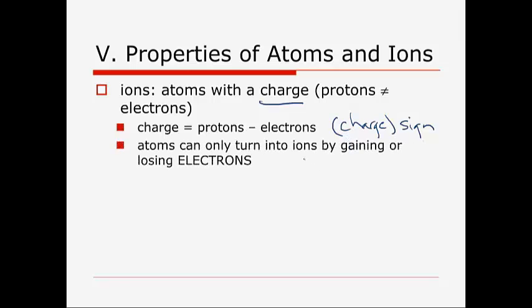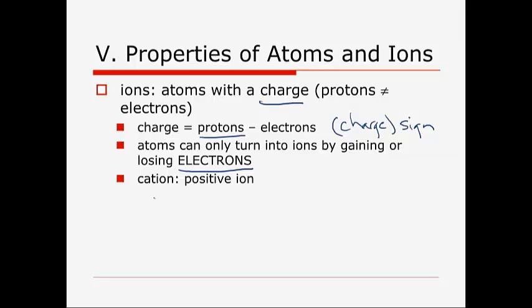Atoms can only turn into ions by gaining or losing electrons. Why can't you play with the number of protons? Well, if you change the number of protons, you just change the atom. It's now a different element. So the only way the atom can still be the same atom but turn into an ion is by playing with the number of electrons.